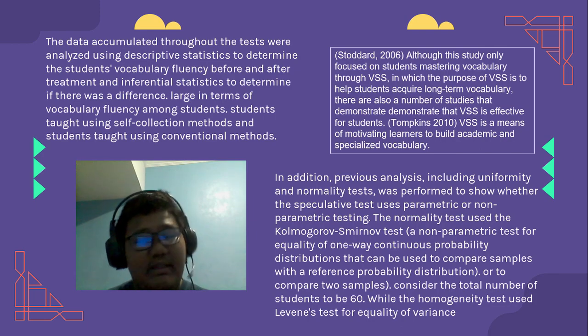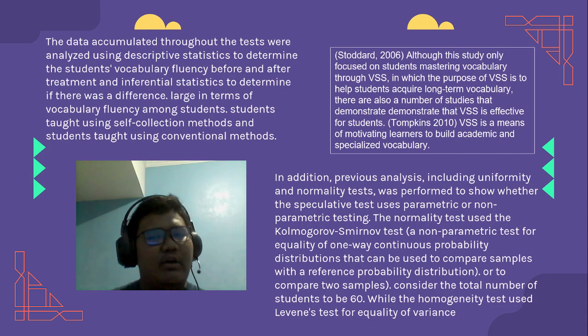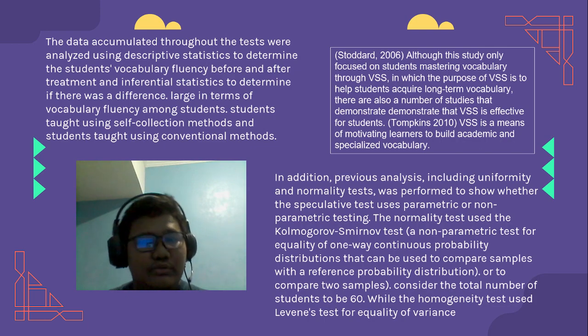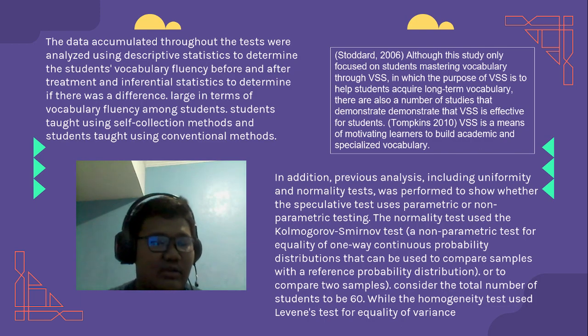Kolmogorov-Smirnov test is a non-parametric test for equality of one-way continuous probability distribution that can be used to compare samples with a reference probability distribution or to compare two samples. Consider the total number of students to be 60, while the homogeneity test uses Levene's test for equality of variance.